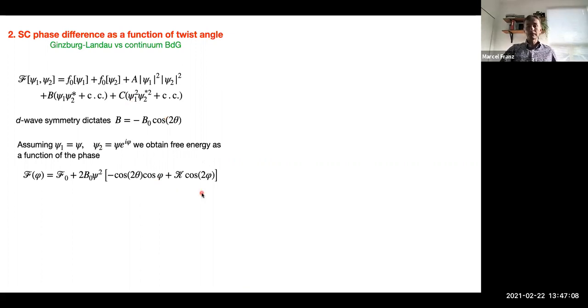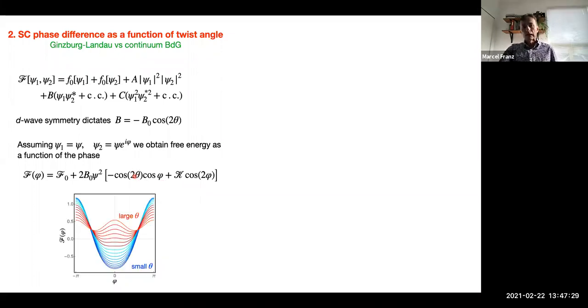So I'm interested in knowing what is the energetically preferred relative phase. This constant K here is simply C divided by B naught. So it's basically a high school algebra exercise to minimize this free energy for various twist angles theta. And this is how it looks.